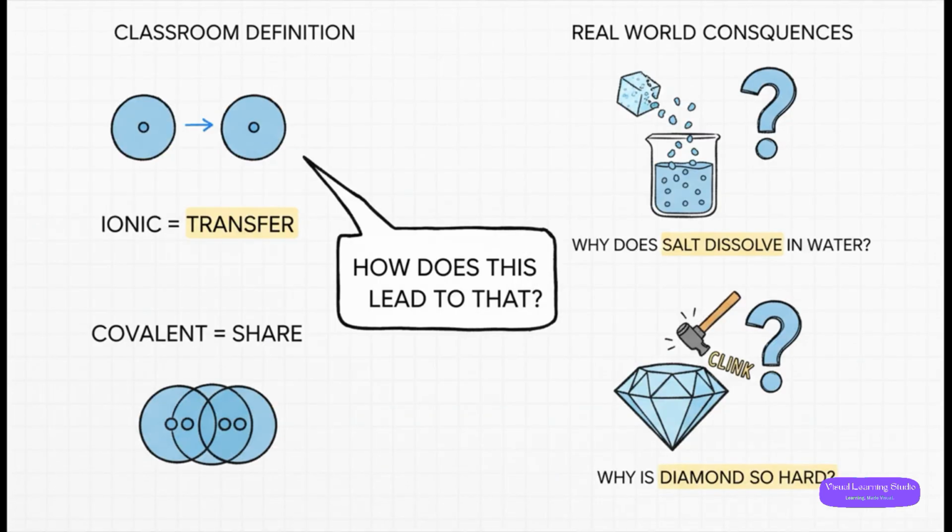You know, we've all been there in chemistry class, right? You jot it down, you memorize it for the test. Ionic bonds transfer electrons. Covalent bonds share them. Got it. But then the question comes, well, why does that make salt act the way it does? Suddenly, that simple definition doesn't quite cut it. So let's build a real picture in our minds.